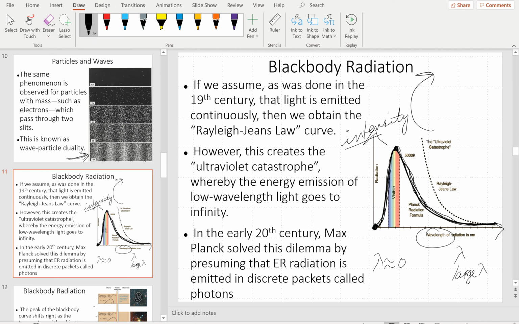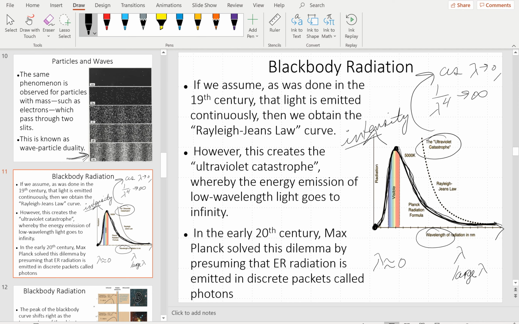Thanks for your patience while I get the right pen. So as lambda goes to 0, 1 over lambda to the 4th goes to infinity, because 1 divided by 0 is infinity, as people say. Or, more precisely, it's unbounded, which means it's not really a number. So this is referred to as the ultraviolet catastrophe.